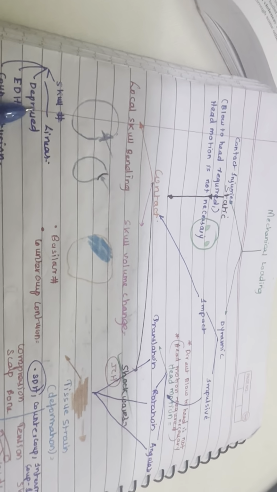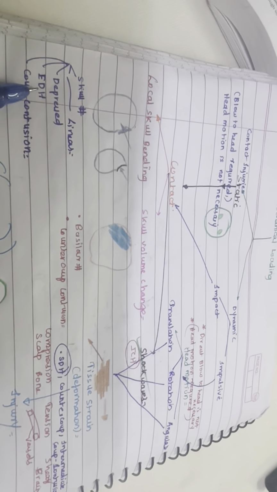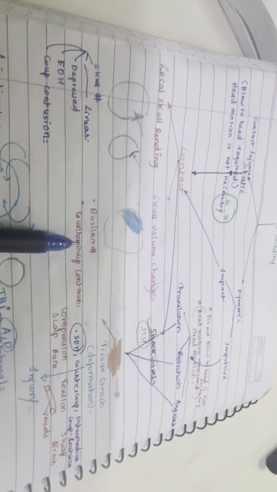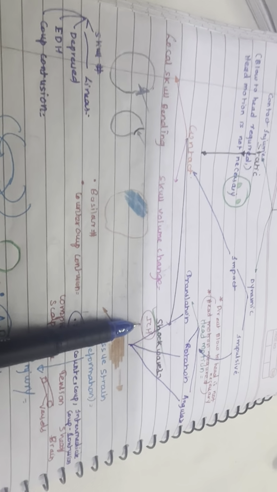Local skull bending: skull fractures, linear fractures, depressed fractures, extradural hematoma, coup contusion. Skull volume changes: basilar fracture, contrecoup contusions. In shock waves: intracranial hemorrhages.